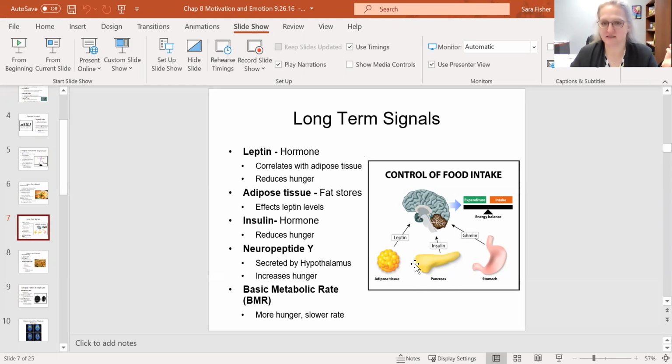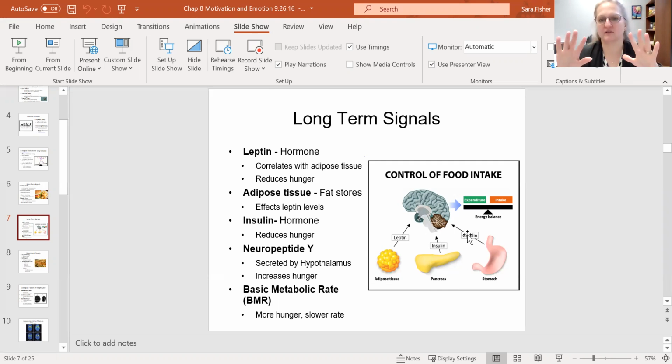The pancreas is implicated in the use and the excretion of insulin. And you remember, insulin is what regulates your body's ability to use glucose, which is blood sugar. And then the stomach has another neurotransmitter here, and it's implicated in ghrelin. And this is a hormone or a neurotransmitter from the stomach.